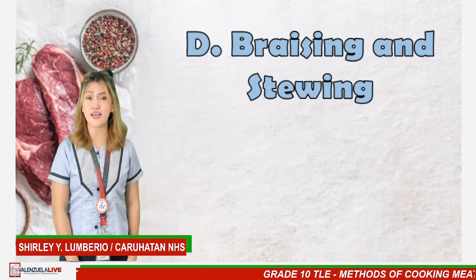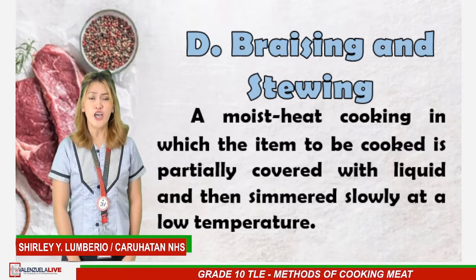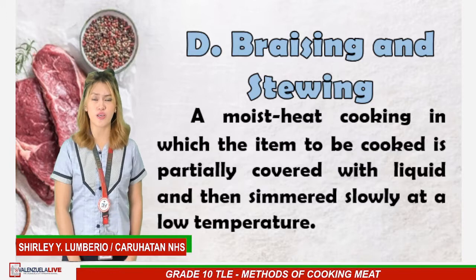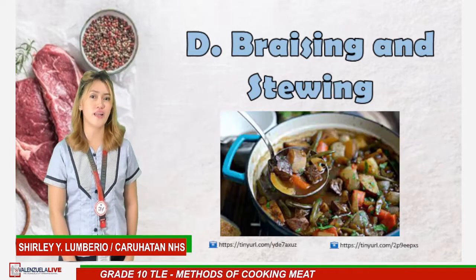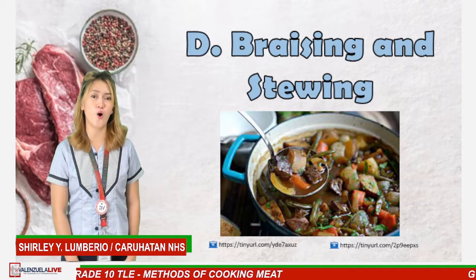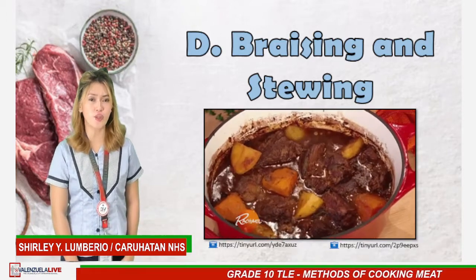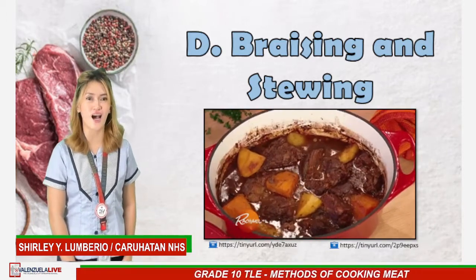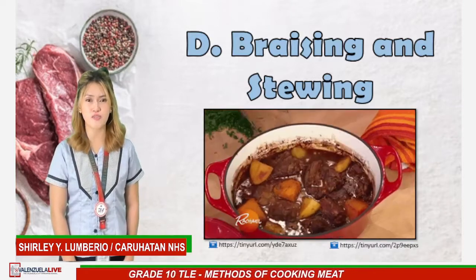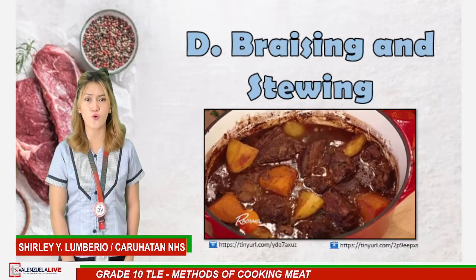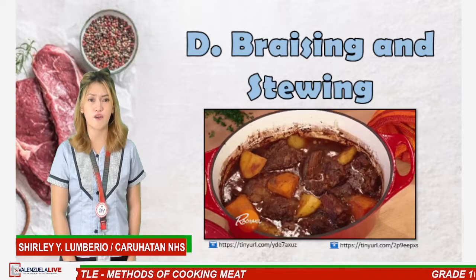Next is braising and stewing, a form of moist heat cooking in which the item to be cooked is partially covered with liquid and then simmered slowly at a low temperature. Though it can be done on the stovetop, braising is best done in the oven because the heat fully surrounds the pot and causes the food to cook more evenly than if it were only heated from below.